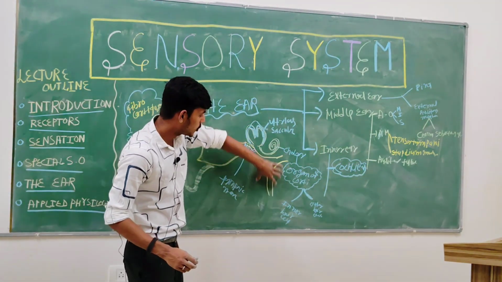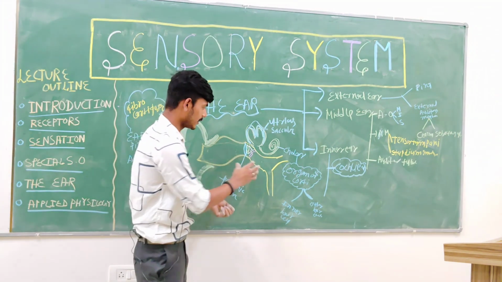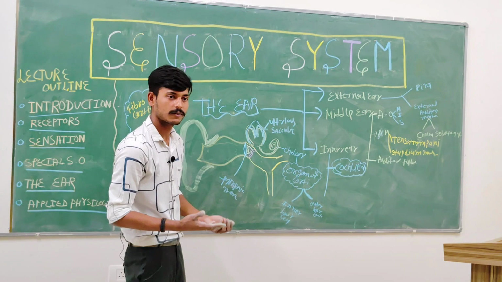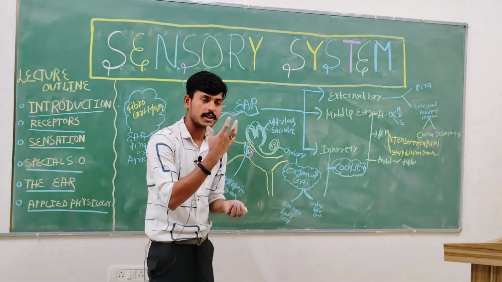The function of auditory tube is to balance the air. Also helping in the resonating of the sound.